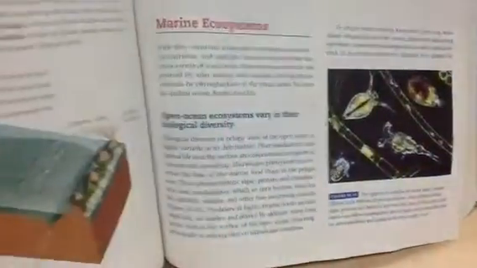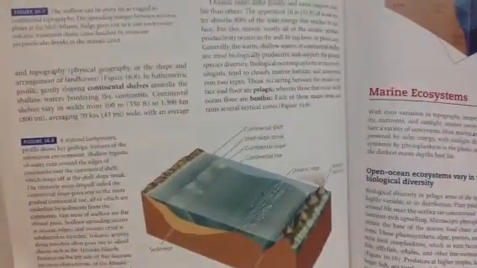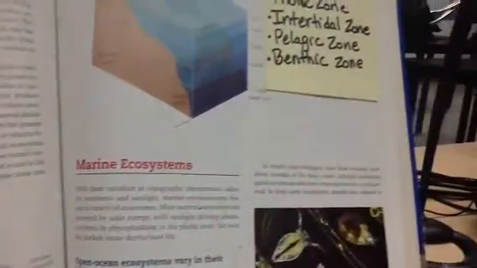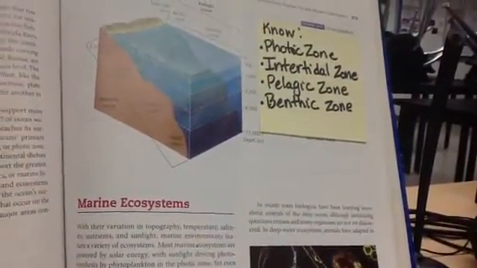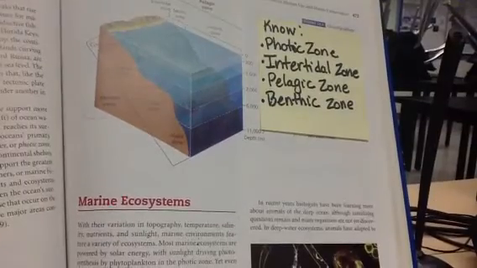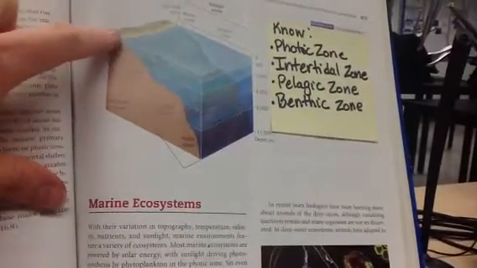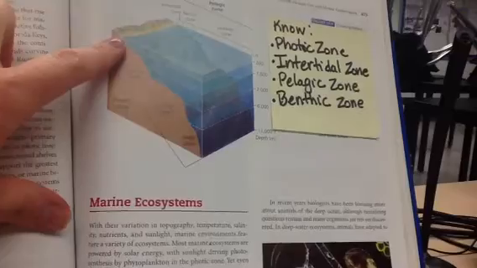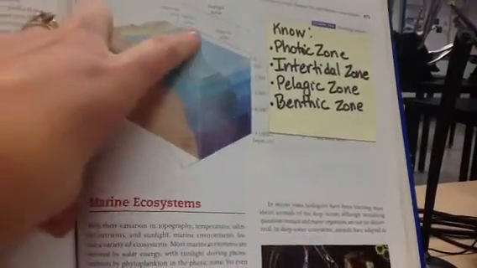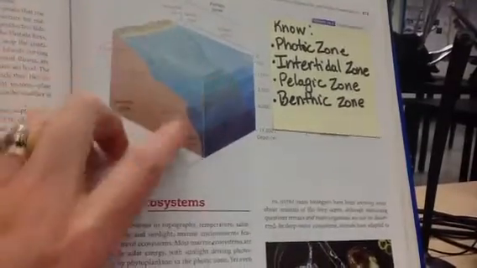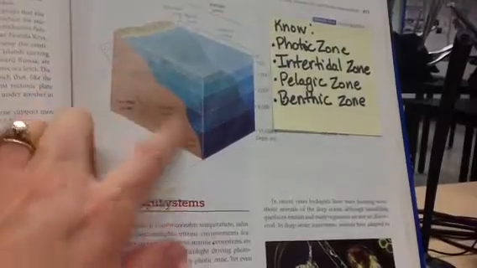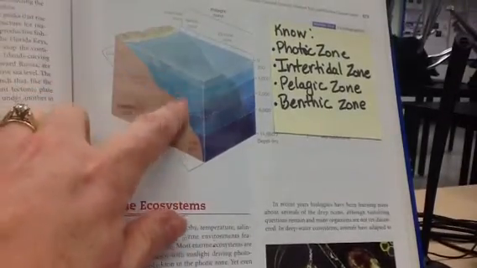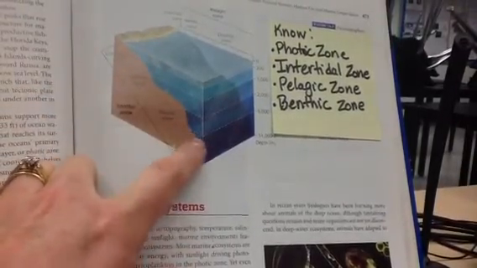Page 472 shows some of the layers of the ocean. The layers that you need to know for your next test is on 473: the photic zone where there's light, the intertidal zone where you have your tide pools, the pelagic zone is kind of the open ocean where you just swim around, and benthic zone is anything that's on the bottom. Even near the coast, as long as it's on the bottom, it's called benthic, all the way down to the deep sea.